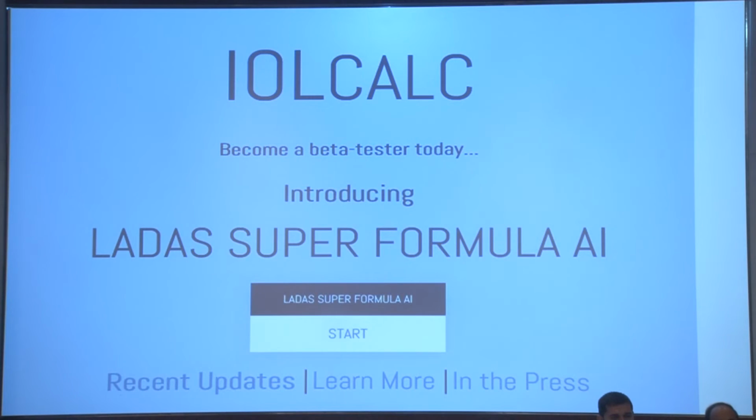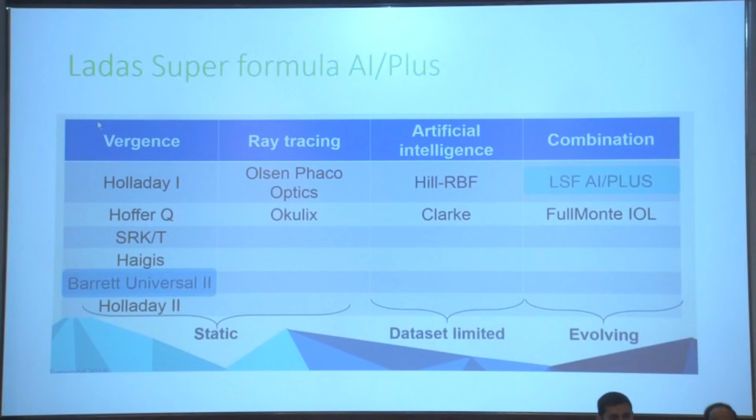Another formula is the LADAS Super Formula. It is also based on artificial intelligence, but the important part is that all these Vergence formulas or ray tracing formulas are fixed, equation-based. You put in your patient data, you have an equation, and you get the output. So it is a fixed, static formula. Artificial intelligence formulas like Hill-RBF and Kane are data set limited. Whatever the data has been, artificial intelligence has encapsulated it.